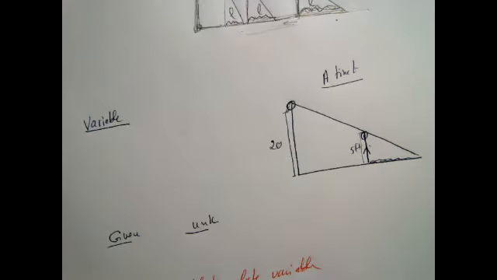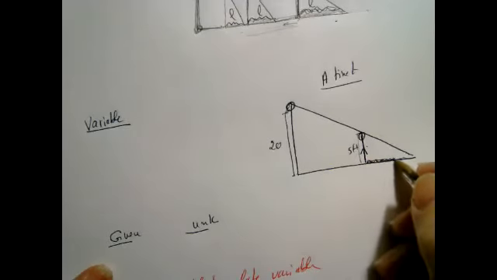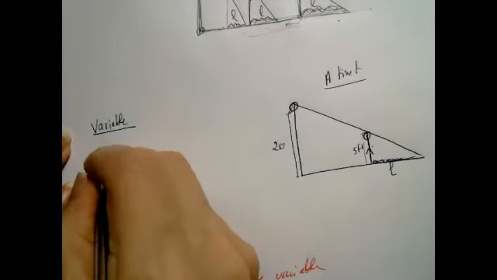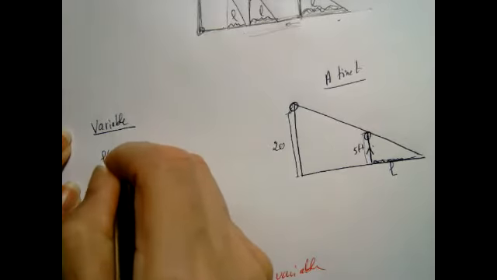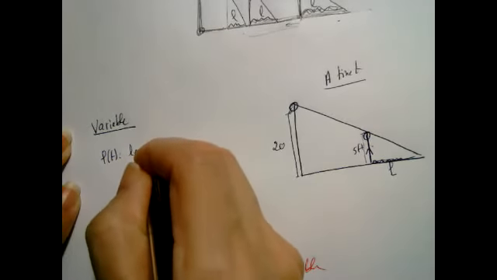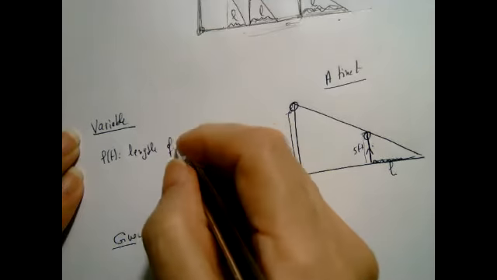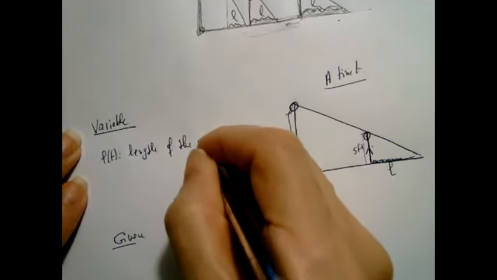The length of the shadow, very good. So we're gonna give it a name. I'm gonna call L the length of the shadow. So I introduce here, let L of t represent the length of the shadow. And that's the rate I'm interested in, length of the shadow.